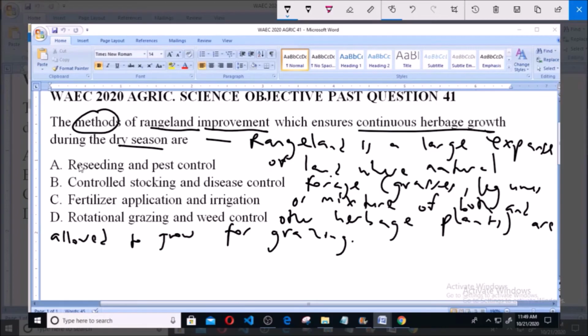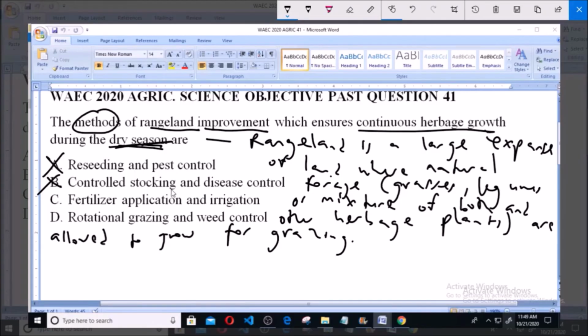Now, let's take a look at each of the options and see which of them ensures continuous herbage growth. Option A says reseeding and pest control. This ensures continuous herbage growth, but not during the dry season. Reseeding and pest control won't particularly enhance the chances of the rangeland continuing to grow during the dry season. So this is not the answer. Option B says controlled stocking and disease control. This is similar to pest control and reseeding. It will also not be of any assistance during the dry season. So this is not the answer.